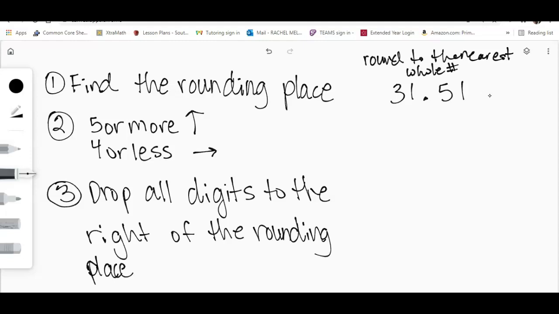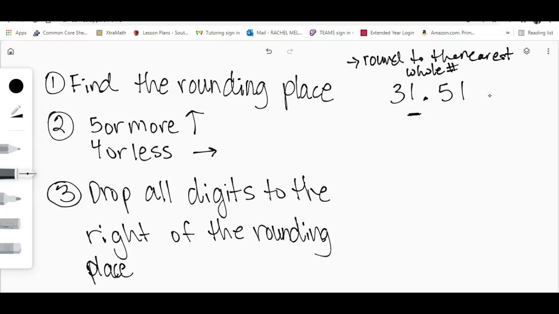In this case, I would not have anything underlined. They're specifically telling me in the directions to round to the nearest whole number. Well, remember that means the ones place. So if I get this direction right here, I always need to look for the ones place.